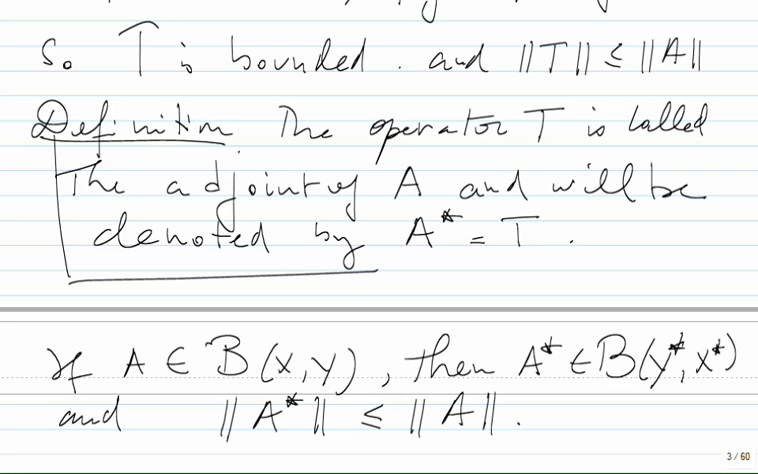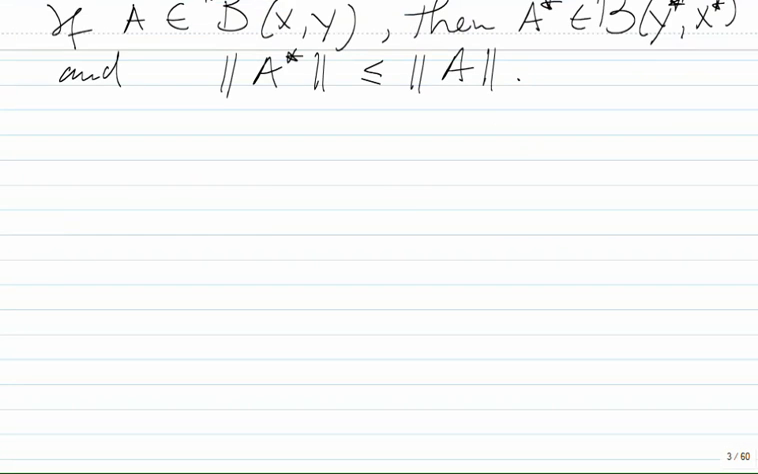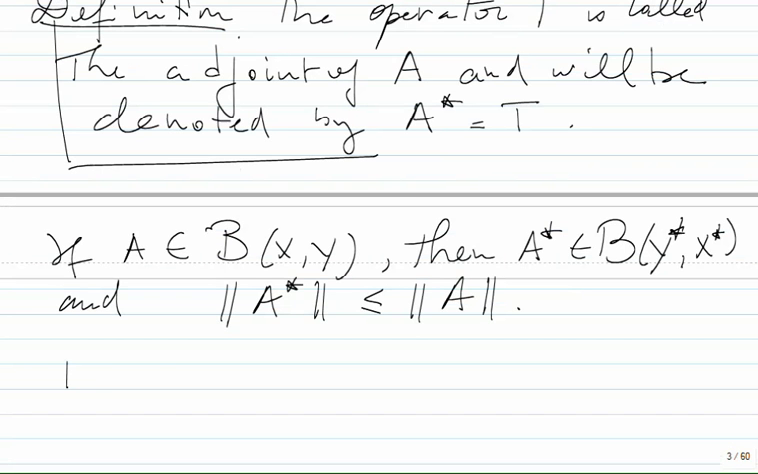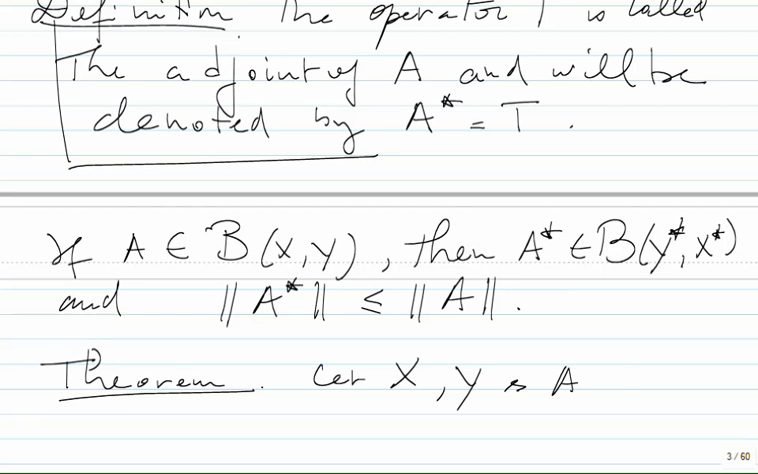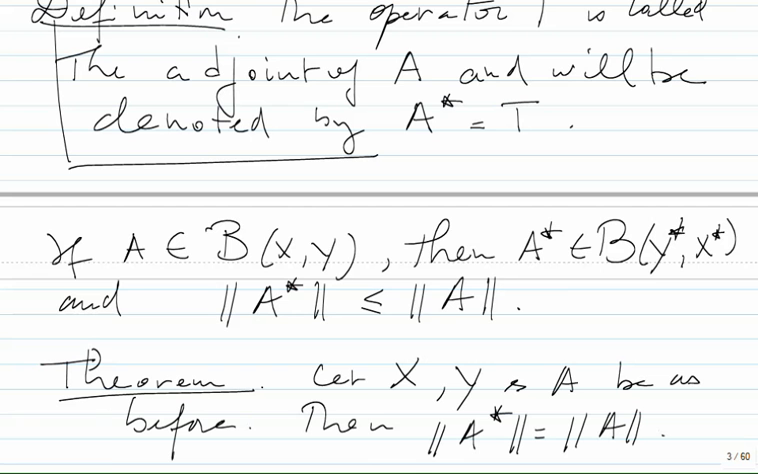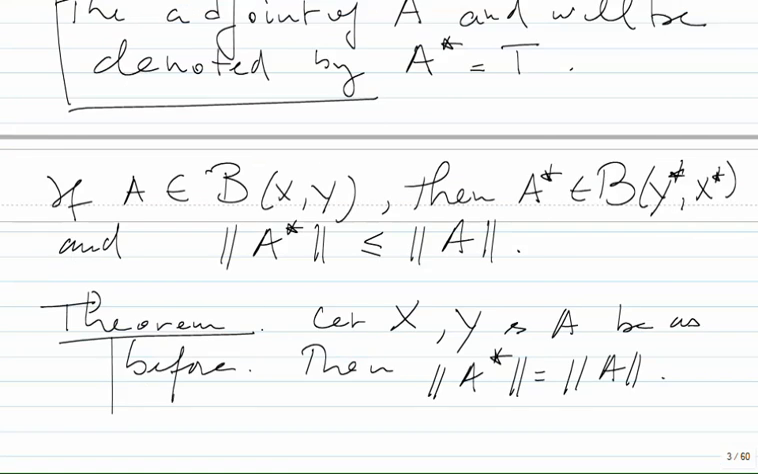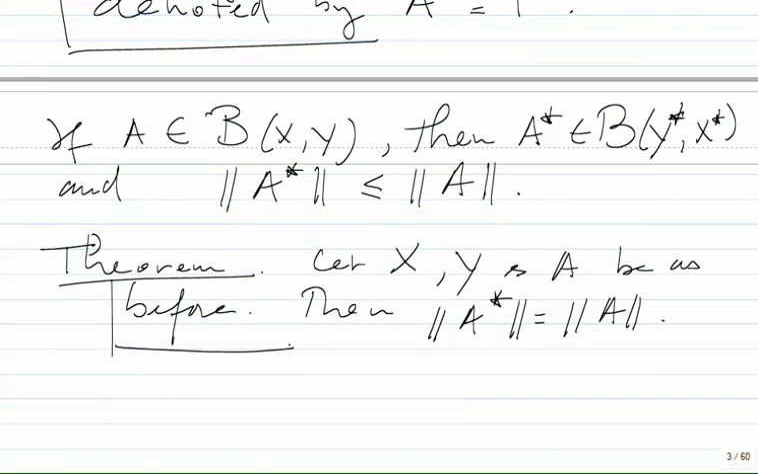Okay, so we have the following result, theorem. Assuming all the assumptions, let X, Y, and A be as before. So we're assuming that A is a bounded linear operator. Then the adjoint, in fact, has the same norm as A. It's amazing. It preserves the norm.